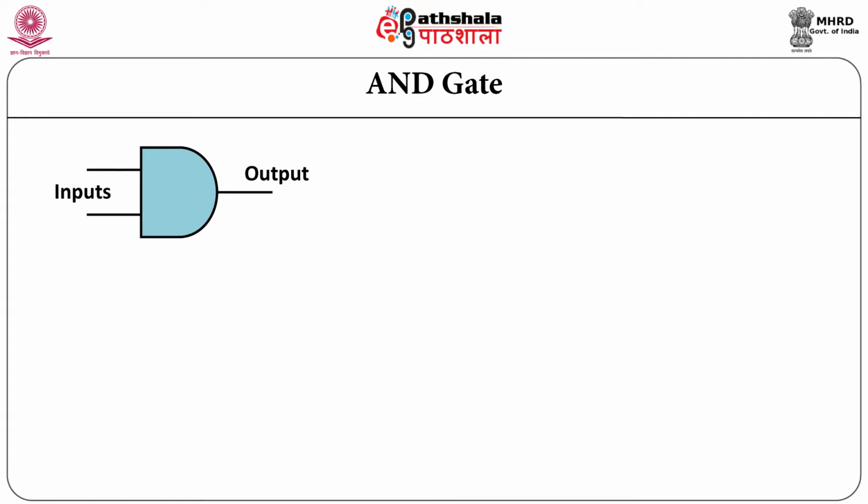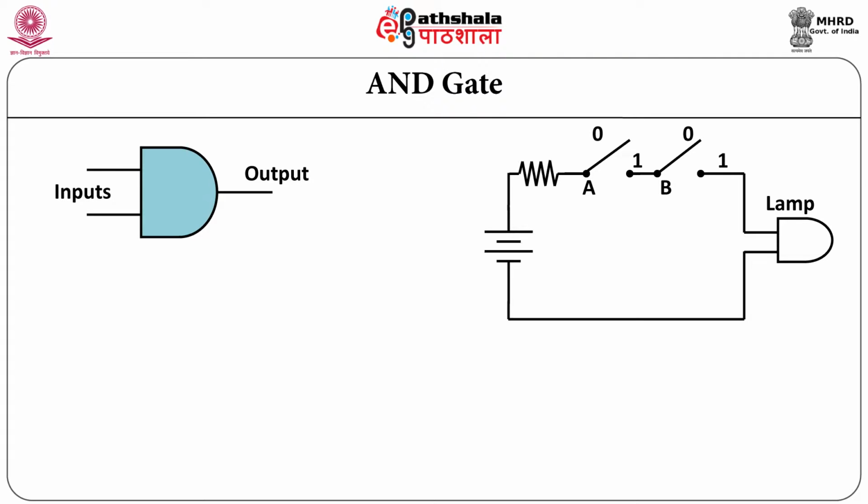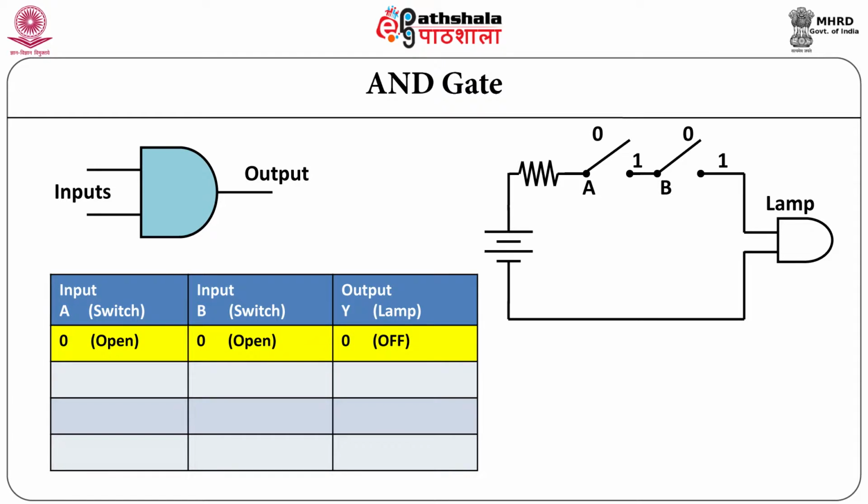Let us now talk about AND gate. The AND gate performs logical multiplication or AND function. When both the inputs are at logic 0, the output of AND gate is 0. Let us now consider an electronic circuit consisting of battery, resistor, switches and lamp to explain AND function. When both the switches are open, that is at 0 level, no current flows from battery to lamp, thus the lamp is off.